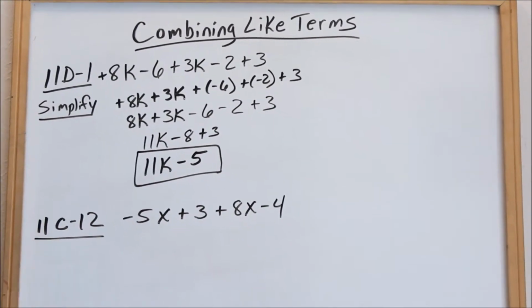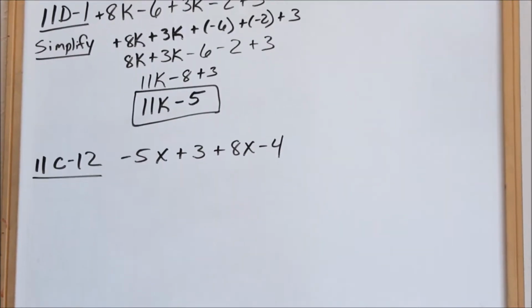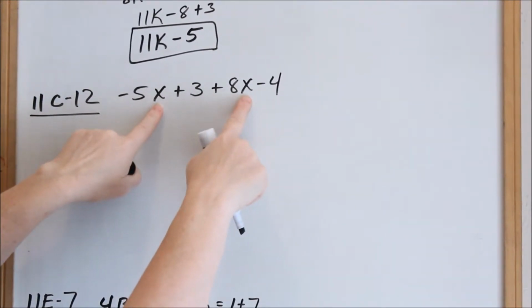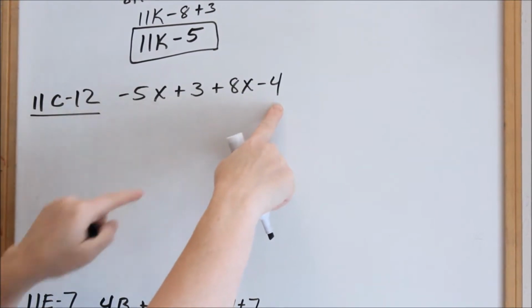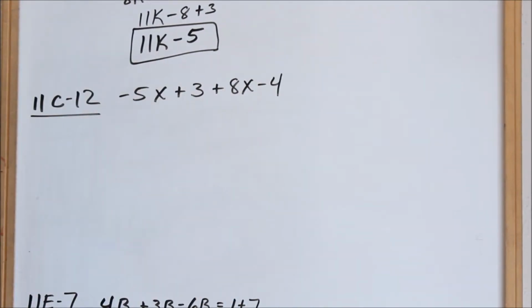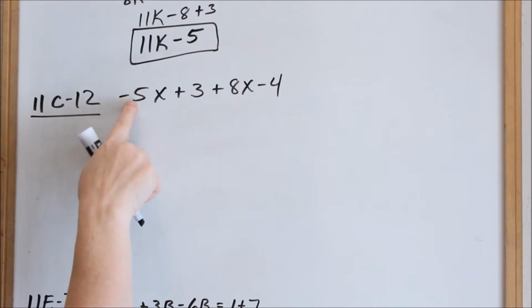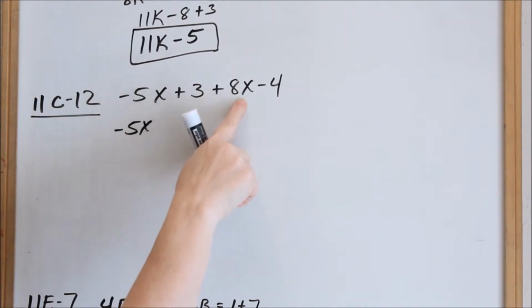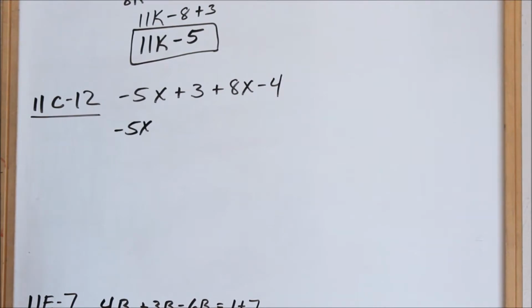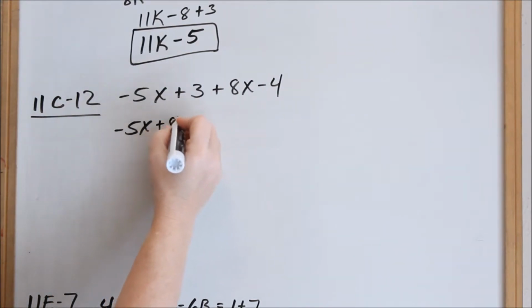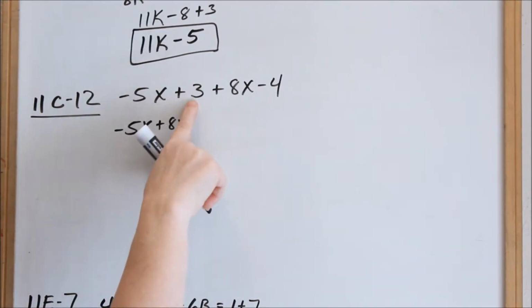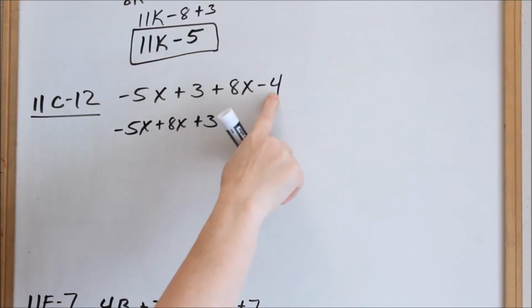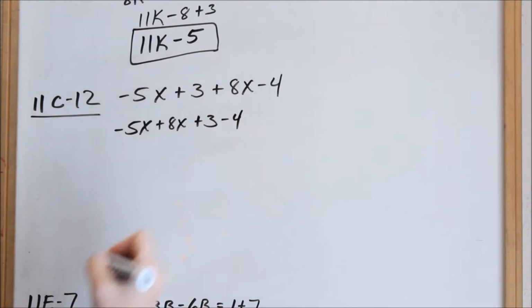Now look at 11C12. So here, again, combining like terms. We can only combine X's to X's and numbers to numbers. If you want to rearrange them so your X's are together and your numbers are together, here my negative goes with my 5X. Here my positive goes with my 8X. The sign in front of the number goes with it, so I can write positive 8X. Now I'm going to write all my numbers. My positive goes with my 3, a positive 3. My negative goes with my 4, minus 4.